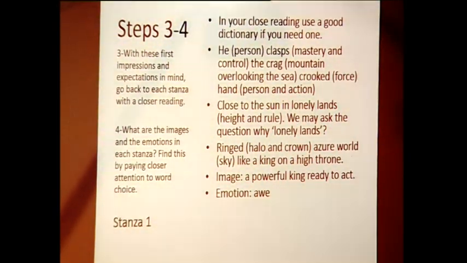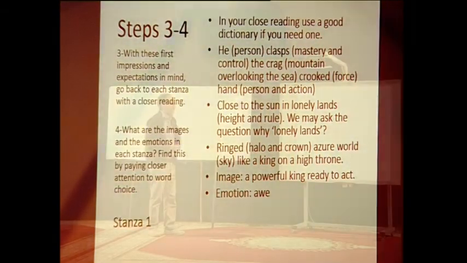Force, hands, and we have hand also. Do birds have hands? No, they don't have hands. They have claws. And yet the poet is using hands. Now here we have again a personification and action, because hands means action, to do things.